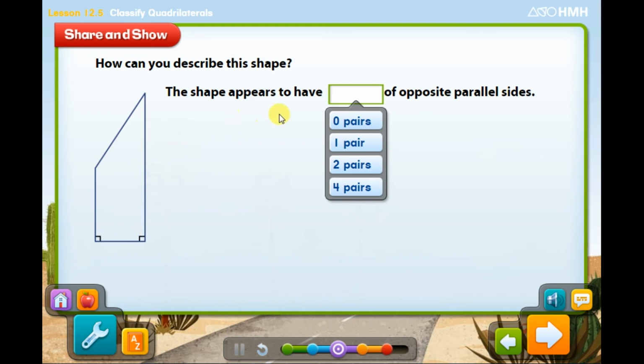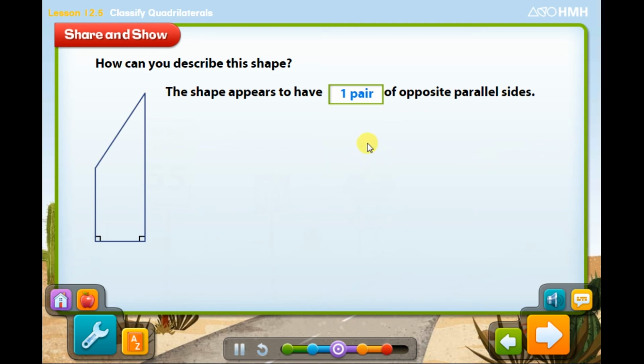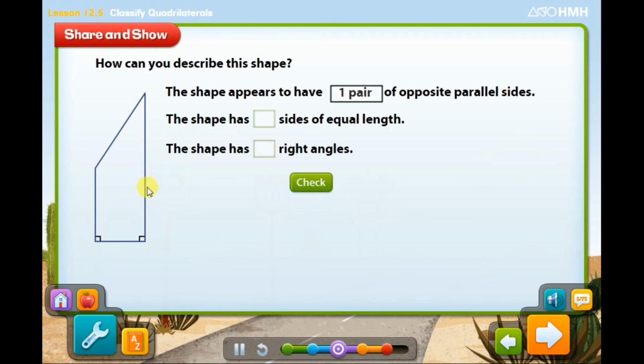First, how many pairs of opposite parallel sides? Okay, if this side and this side are parallel, no way. If this side and this side are parallel, yes, they are. They are walking the same distance apart from each other. And this means I have only one pair of opposite parallel sides. So, let's see. Yes, this side and this side are parallel. This means I have only one pair of parallel sides.